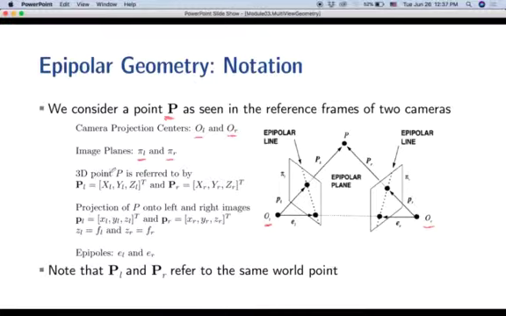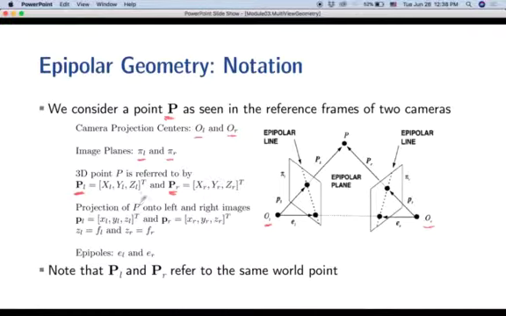Now the 3D point, it's actually the same point, but since we have two different coordinate systems, it will have different coordinates in those coordinate systems. So we say the 3D point P is referred to in the left camera as PL, in the coordinate system of the left camera, which is XL, YL, ZL. It's a 3D point still. And in the second camera, it's seen as PR, which is XR, YR, ZR. It's actually the same point, but its coordinates will be different because you are seeing them in two different coordinate systems of the two cameras.